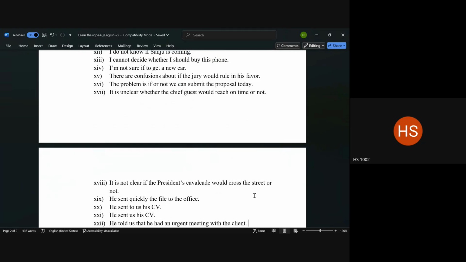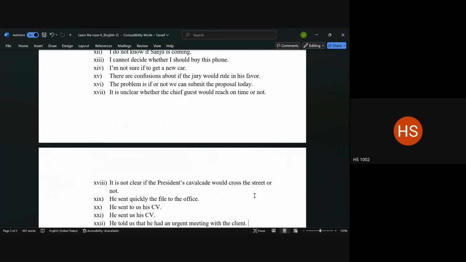only with "if" you cannot use it along with it, right? If "or not" is far away from the conjunction if or whether, then it doesn't really matter. So you could either say, it is unclear if the chief guest would reach on time or not, or, it is unclear whether the chief guest would reach on time or not. Both would be correct. The difference is that if you're using "if", it makes the sentence a little less formal. If you're using "whether", it sounds a bit more formal. That's the only difference.